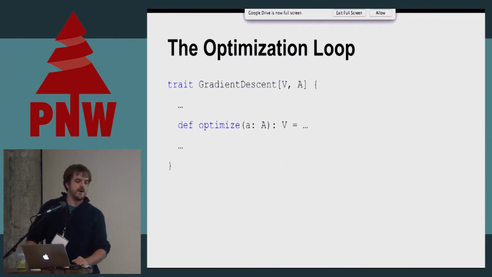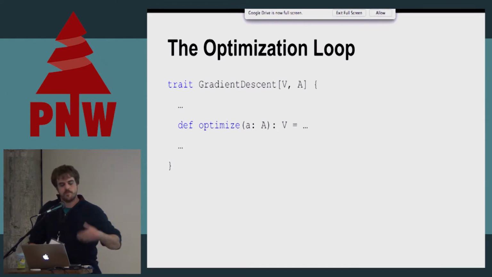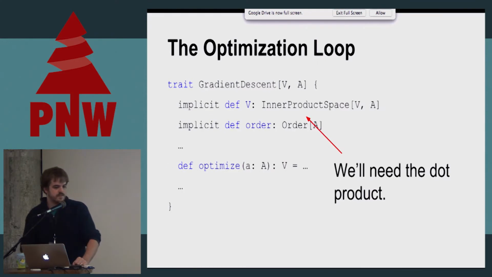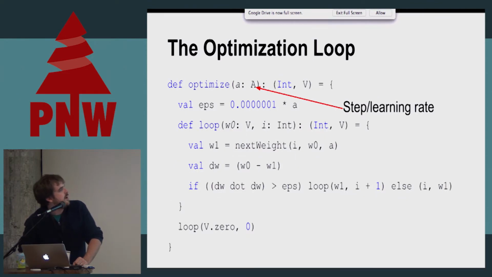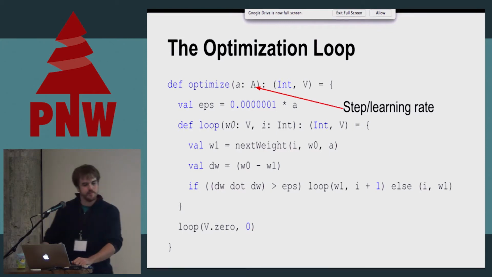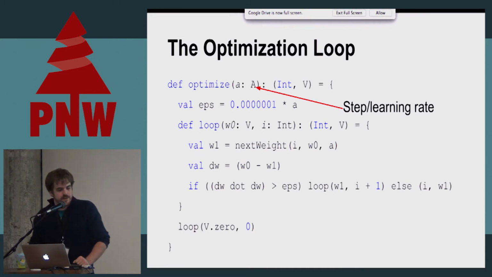So yeah, the next part is the optimization loop. Basically, we don't want to actually call next weight ourselves repeatedly. We just want this thing to do it for us and eventually stop once we reach the minimum. To do this, we will need V to be an inner product space instead of a vector space, because we will use the dot product. You can see we have our little implementation here. It's pretty simple. A lot of things are hard coded because I procrastinated.